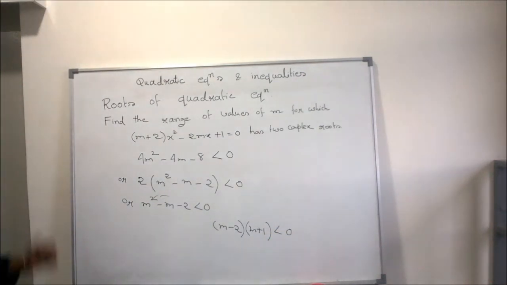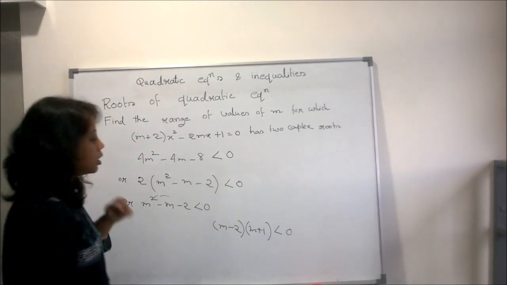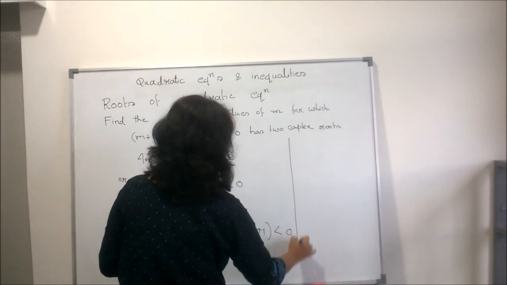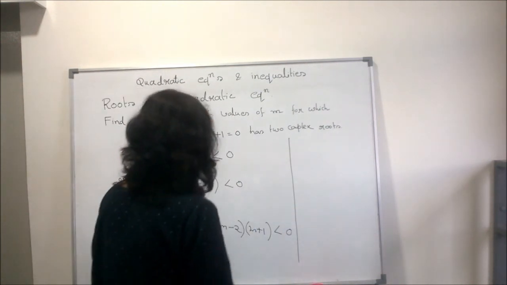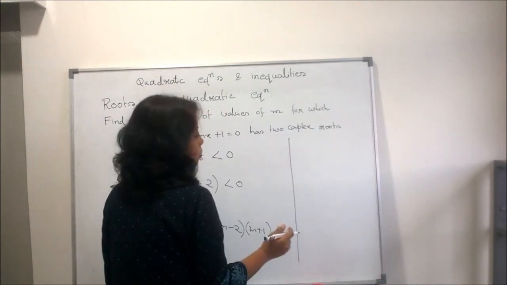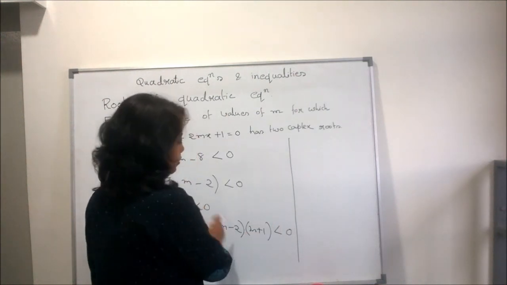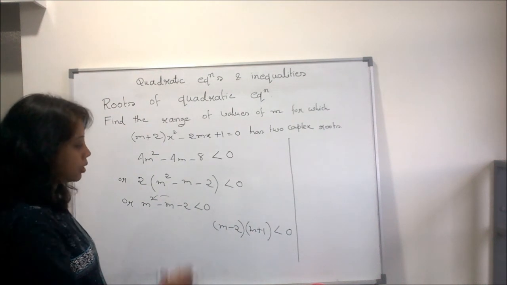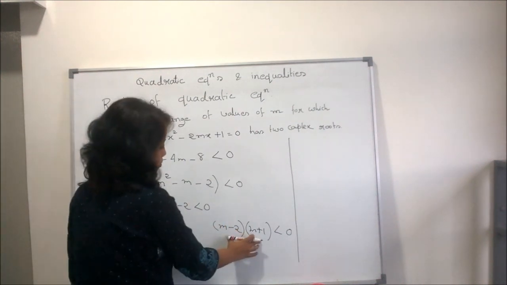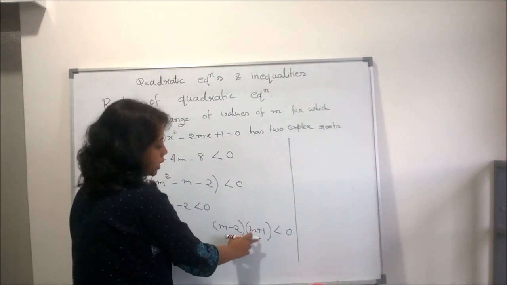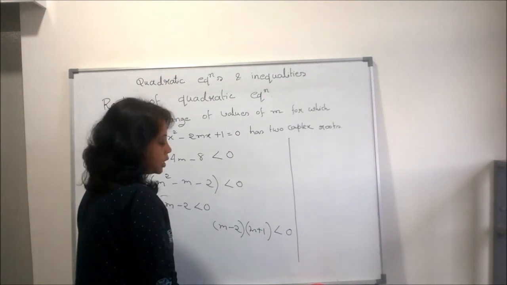Okay, we factorize this, we get m minus 2 into m plus 1 less than 0. So from there we have to find out the range of the value of m where it belongs. Here you see that the terminal point is m is 2. When m is equal to 2, the value of this expression is 0, and when m is equal to minus 1, the expression is 0.